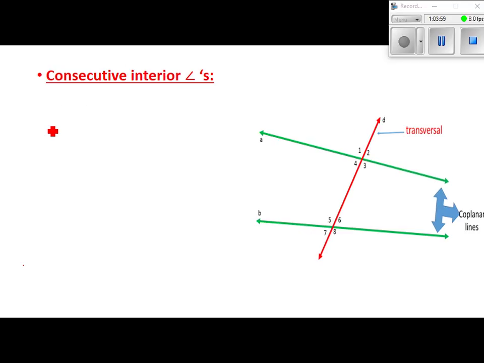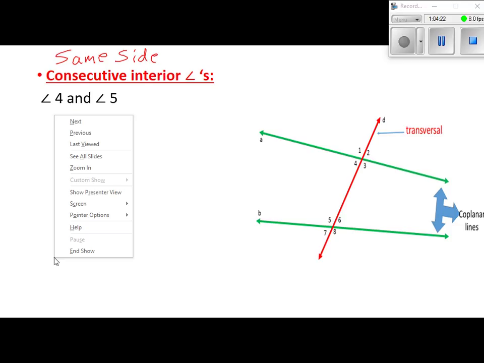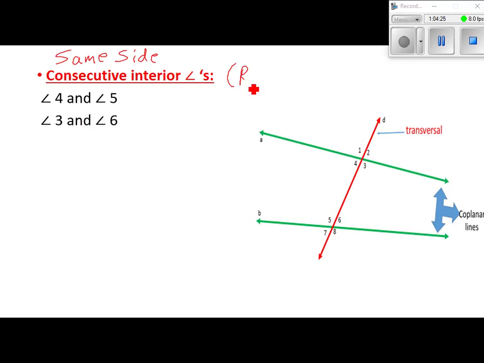Next pair, consecutive interior angles. And you'll hear me mess up, and I'll call them same side interior angles instead of consecutive interior angles. Consecutive interior angles, looking at the interior angles. Anybody have a guess which pairs are 4 and 5 and 3 and 6? These are the ones that I said, and you might write this down, are the roommates. In there together, there's no walls between them. 4 and 5, 3 and 6 are consecutive interior angles.